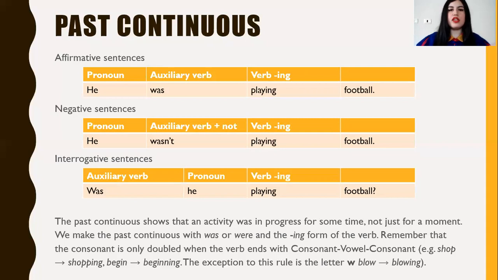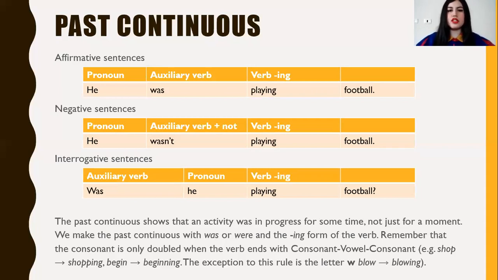So here, for example, he was playing. And here we're talking about an action that happened in the past. Okay, so we're only going to change the auxiliary verb into was or were, depending on the pronoun that we have. And for negative sentences, it's going to be exactly the same. We're only going to use wasn't or weren't. And interrogative sentences, was he playing football? Were we playing football? So it's going to be exactly the same.